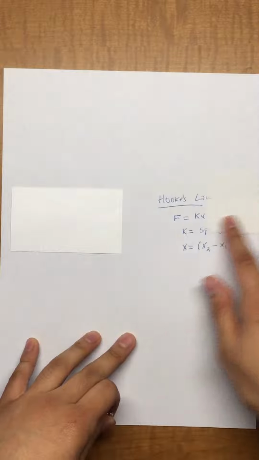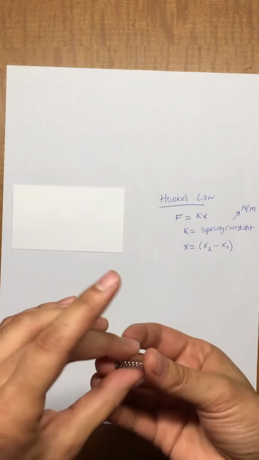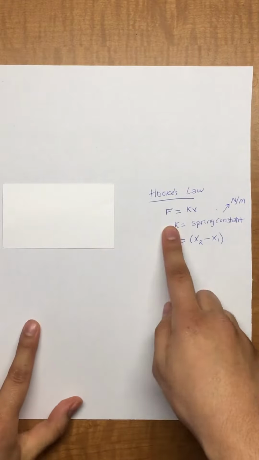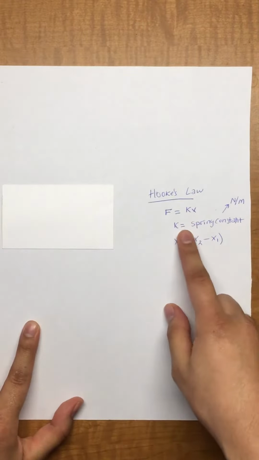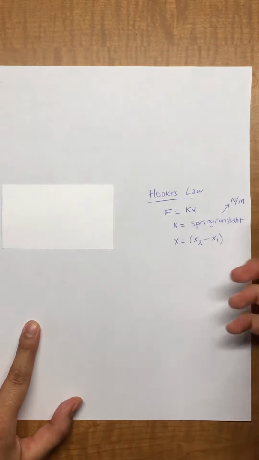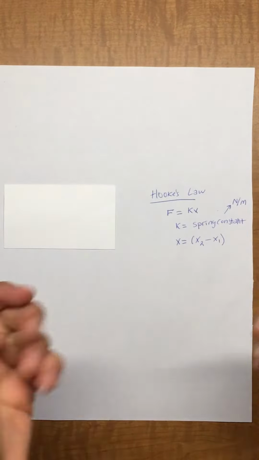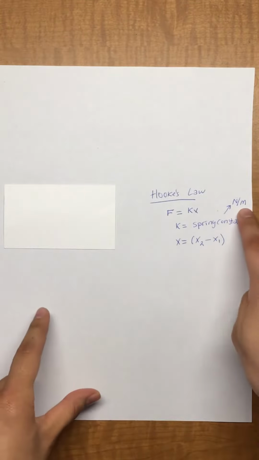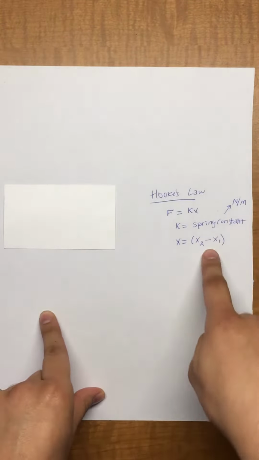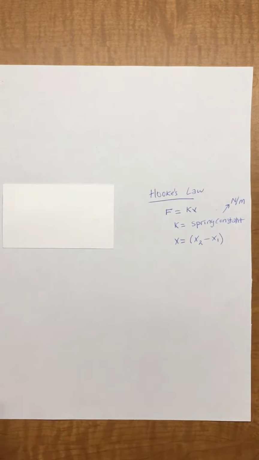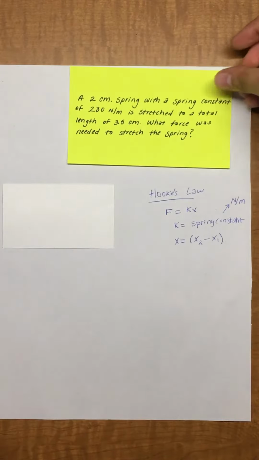Hooke's law describes this relationship between force and stretching or compressing of a spring, in which F is equal to kx, where k is the spring constant measured in newtons per meter. This means that k is equal to the amount of force in newtons required to stretch or compress a spring 1 meter, and x is equal to the change in distance that the spring was stretched or compressed. Easy enough? Let's work out a problem.